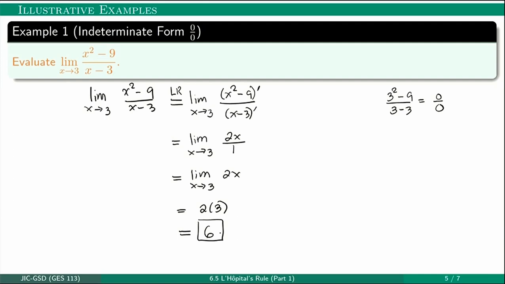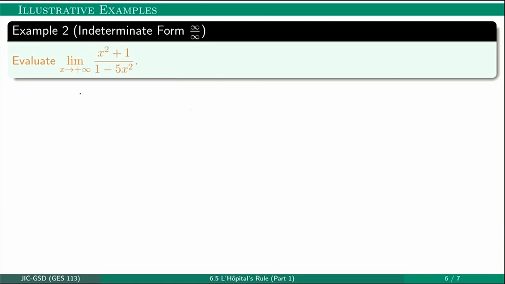Let's take a second example. This time we are going to take the limit of x squared plus 1 over 1 minus 5x squared as x approaches positive infinity. Now what does it mean for x to approach positive infinity?